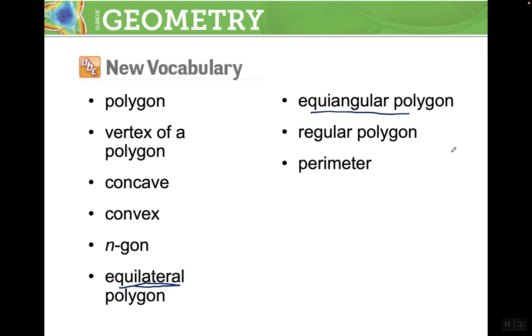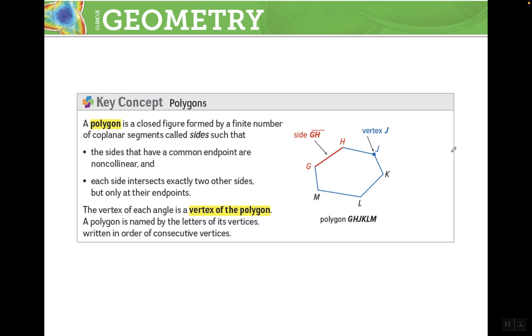Perimeter, you guys know, you add up all the sides. Circumference, that's the perimeter of a circle. Area, all right, I think we're good on that. So a polygon is a closed figure formed by a finite number of coplanar segments called sides, such that the sides have a common endpoint. That's called your vertex right there, where your sides meet. And each side intersects exactly two other sides, but only at their endpoints.